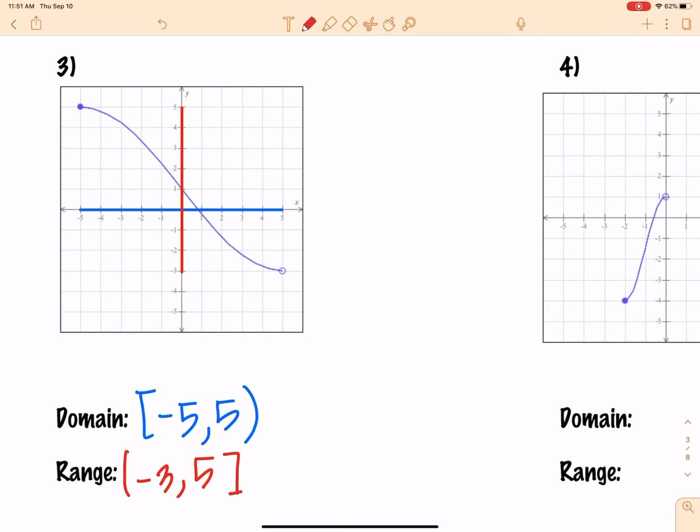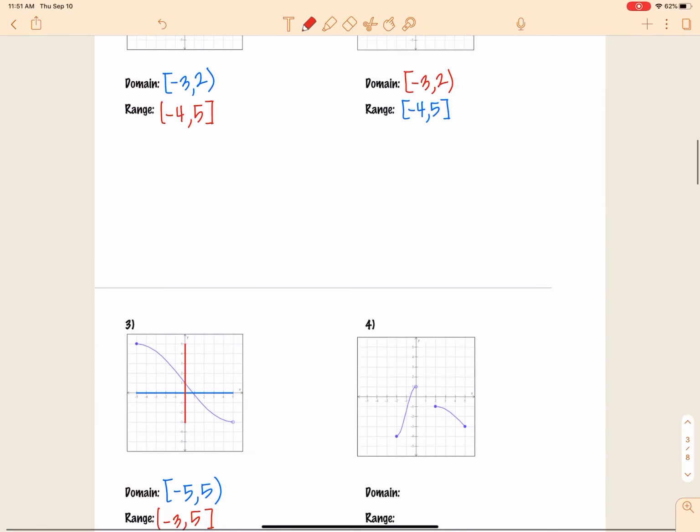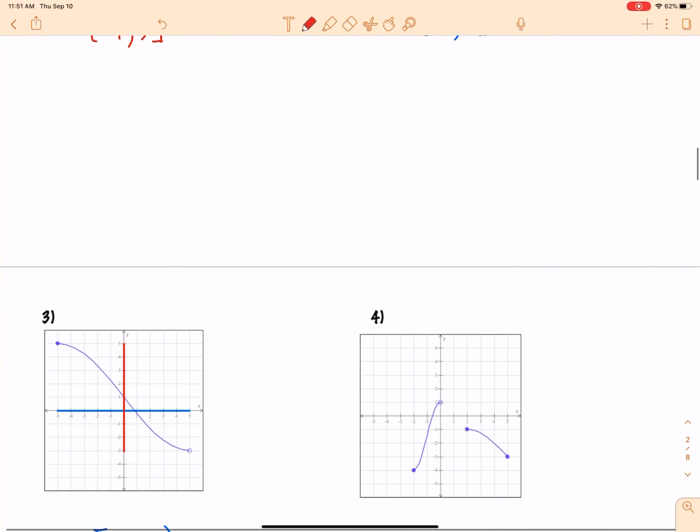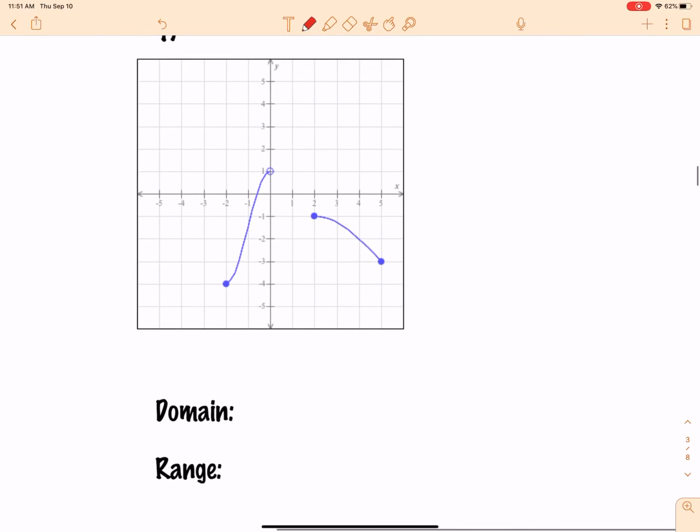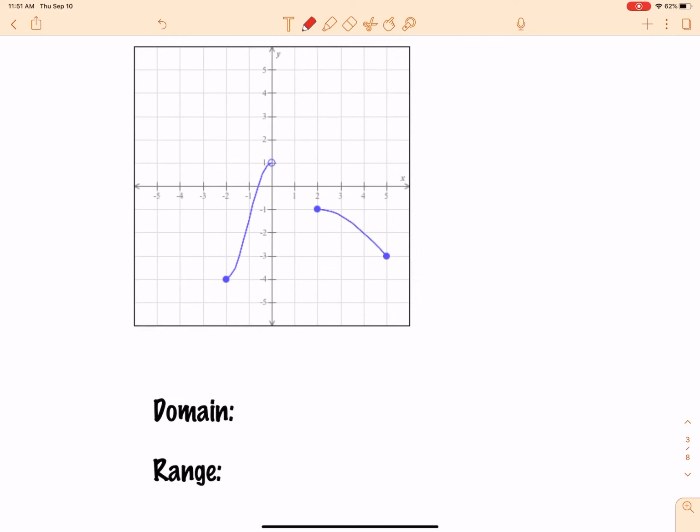All right, then we get into number 1. So these all just had 1 line. Now we're getting into some that have 2 lines. This is kind of like what a piecewise function looks like anyways, because there's pieces of functions going on. So we're going to have actually 2 domains as you can see here.